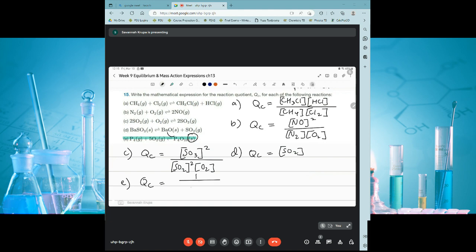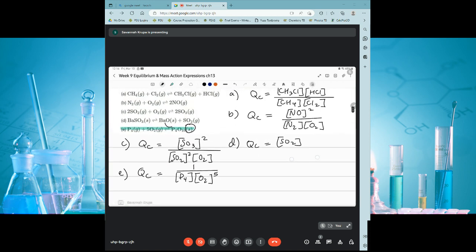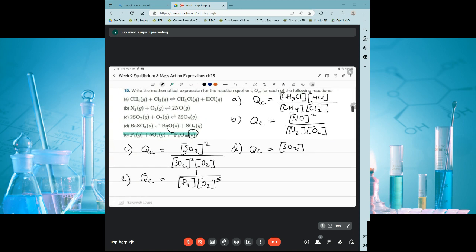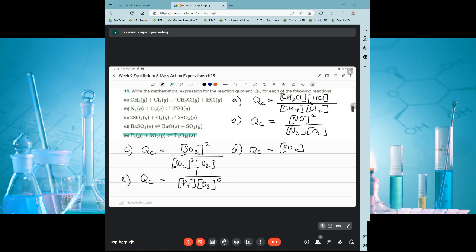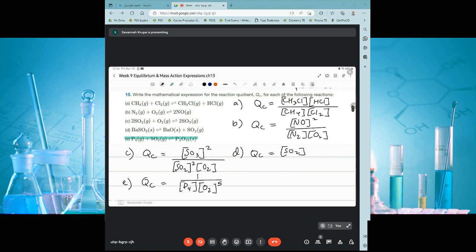And for the reactants, we have the P4, and there is no coefficient, so no power raising here. But for the oxygen gas, there is a 5 coefficient, so we will raise that to the power of 5. And so that is the reaction quotient filled out. So now let's move on to the next problem.